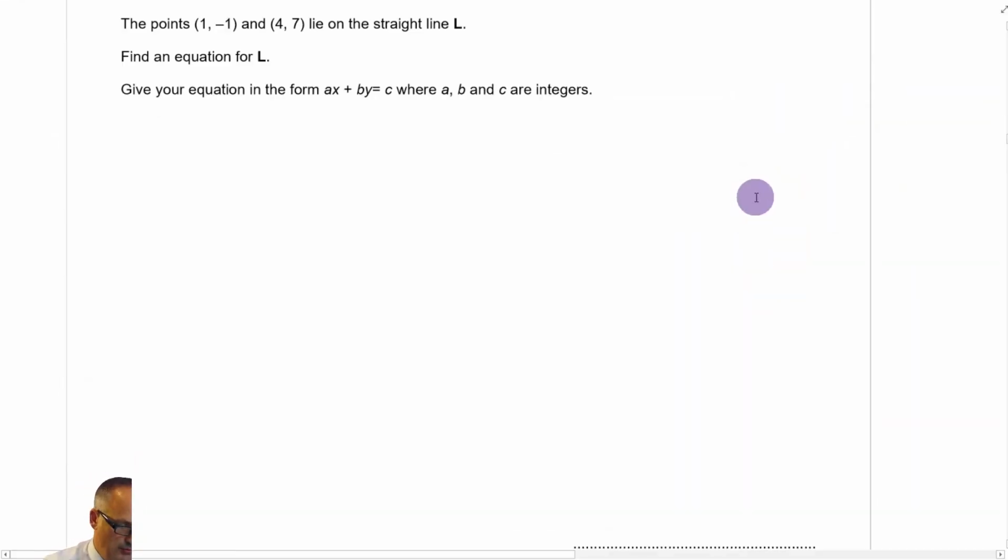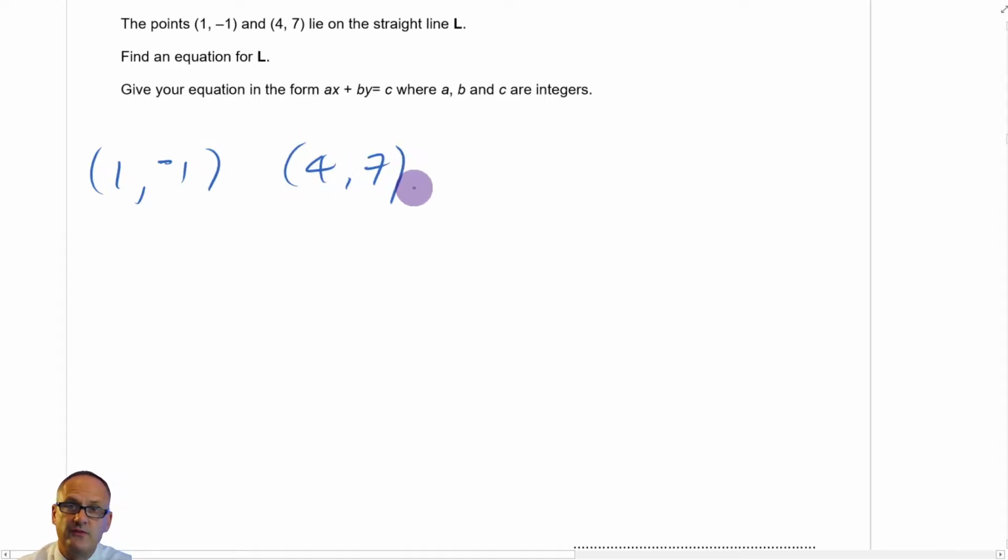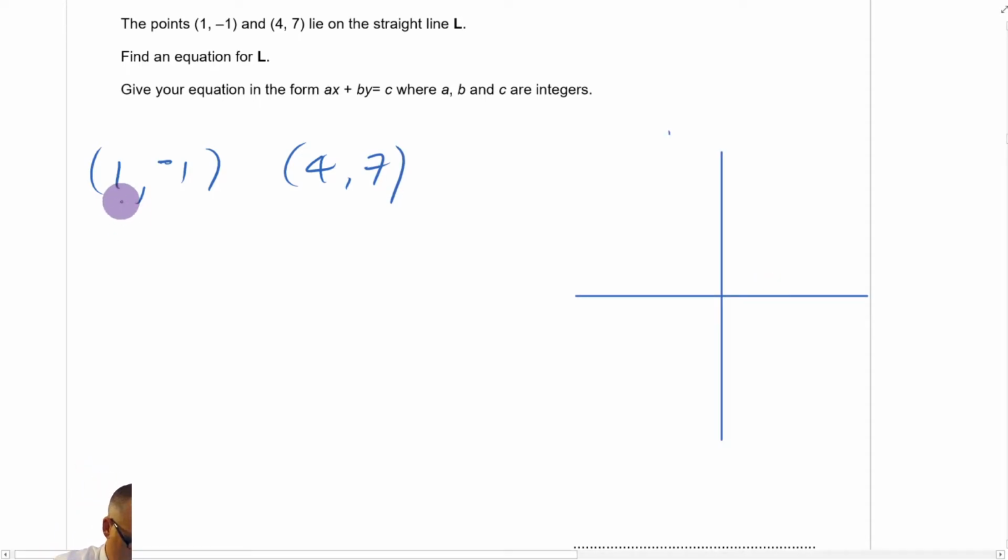Okay, when we come on to other questions. We've got the points (1, -1) and (4, 7) on the straight line. Find the equation for the line L. So we are going to plot (1, -1). So 1, -1 is just here. There's 1, there's -1. And (4, 7). So 4's over here and 7's over here. So it's going up here.